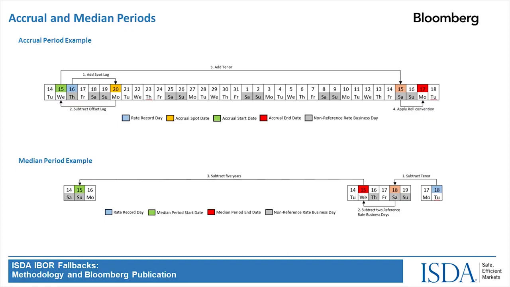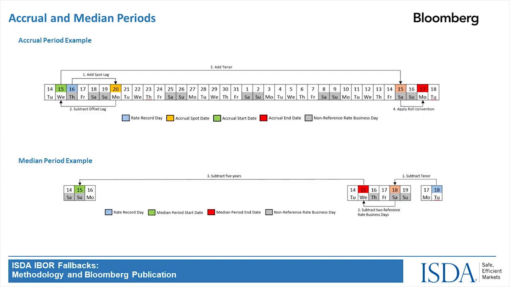The median period is used in the calculation of the spread adjustment, and its end date is determined by subtracting the tenor, then subtracting 2 additional reference rate business days from the rate record day. The start date is then determined by subtracting 5 years from the end date. Although the end date will always be a reference rate business day using this method, it is not required that either the start or end date is on a business day, or even a weekday.